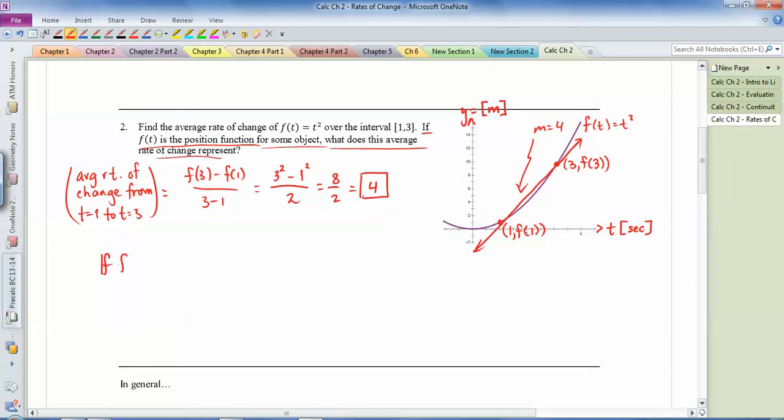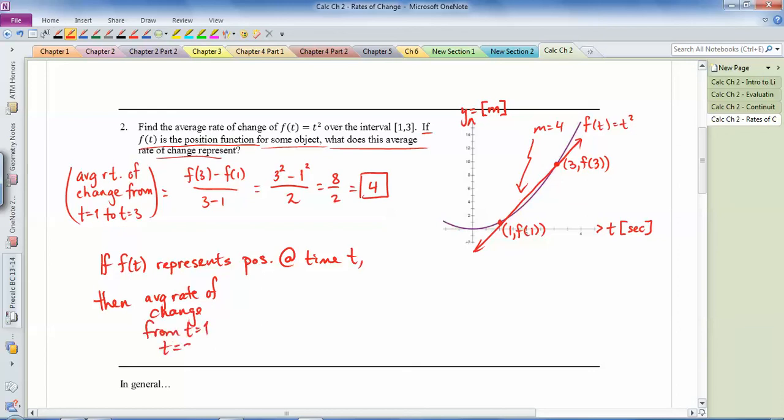If f of t represents some position, a position at time t, then that average rate of change from t equals 1 to t equals 3 is represented by this same exact thing that we just calculated.